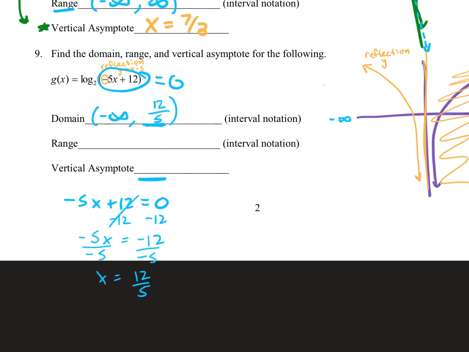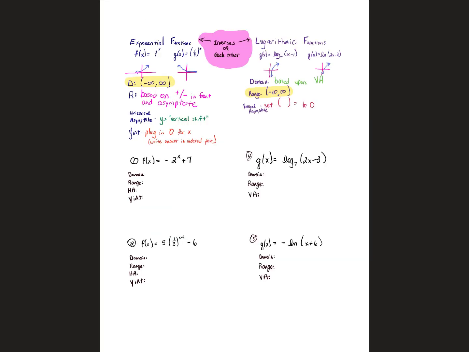Looking at our graph, Tomas, what's our range doing? Our range is going to be negative infinity to positive infinity. Perfect. And Tomas, what's our vertical asymptote? X equals 12 over 5. Awesome. Good job. Let's do number 2.